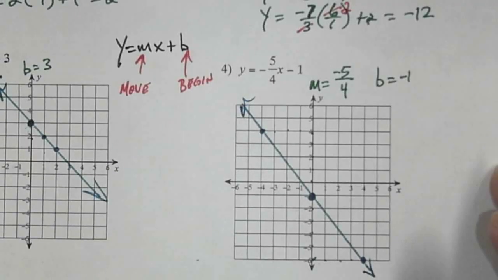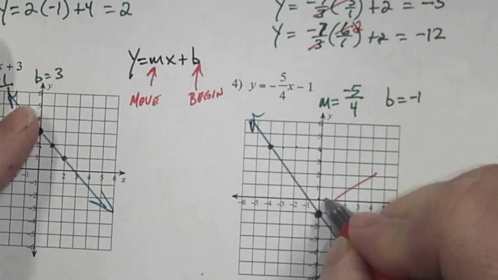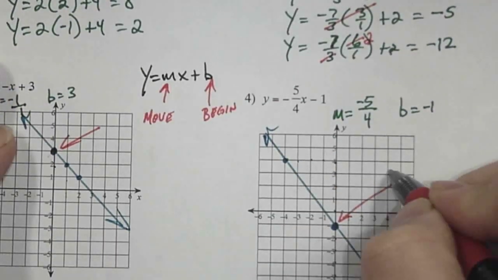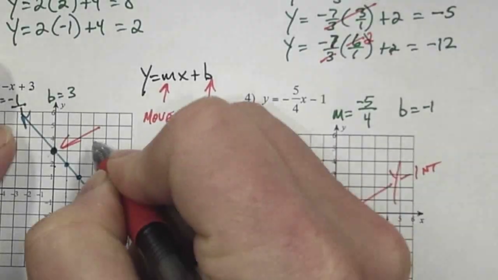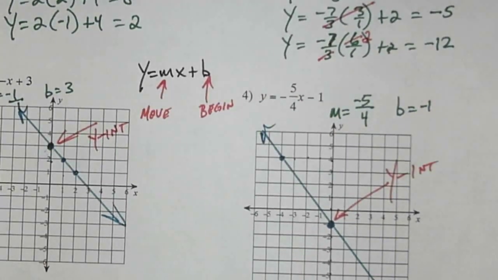But again, I got both graphs. And again, this right here, on both of them, that is my y-intercept. That's where it crosses the y-axis, which is b. Crosses the y-axis at b.